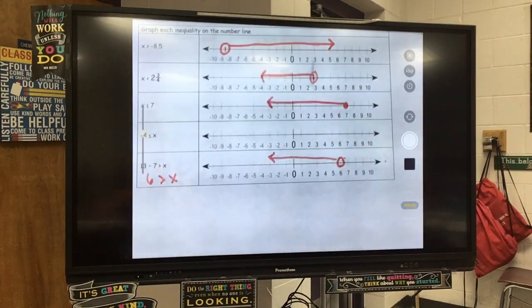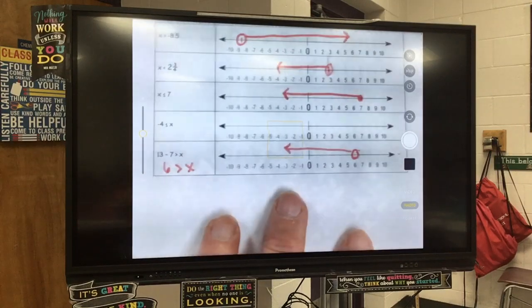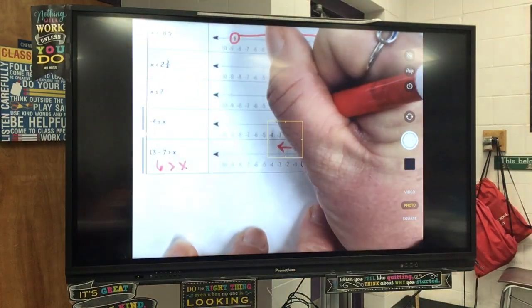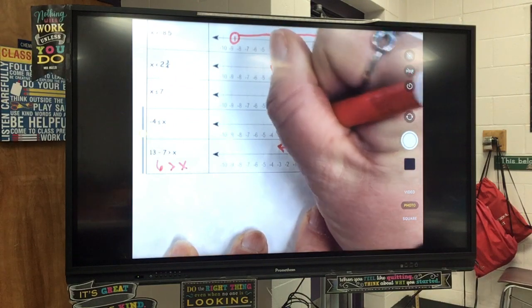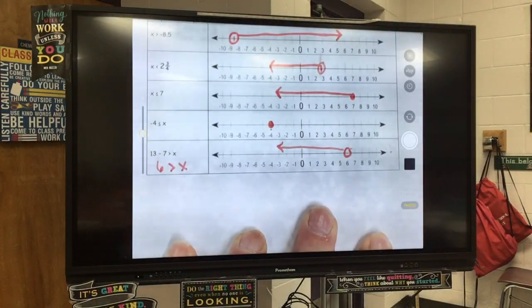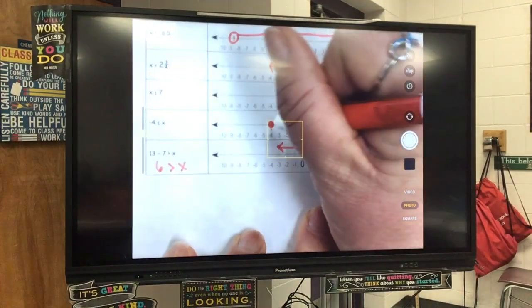All right, so now let's go to the next one. -4.5 is less than or equal to x. All right, so where's my point gonna go? Lauren? -4.5. Is it open or closed? Closed. And then is it going to the right or to the left? To the right.